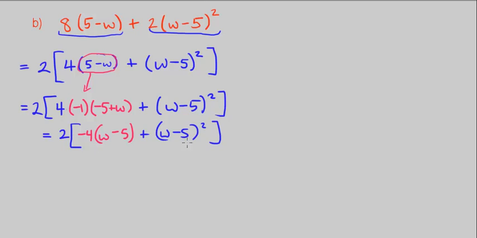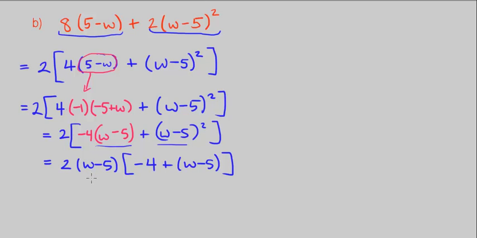Okay, now I can see I also have a w minus 5 in both of these. So let me factor out that w minus 5. Okay, if I factor out the w minus 5 here, I'm left with negative 4. If I factor out the w minus 5 here, I'm left with one of the w minus 5s, because squared, I divide it out, I'm left with just 1. So then I can just simplify this. I still have 2 times (w minus 5).